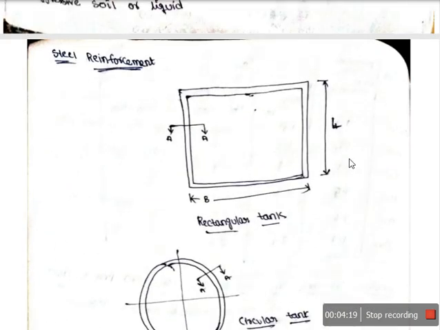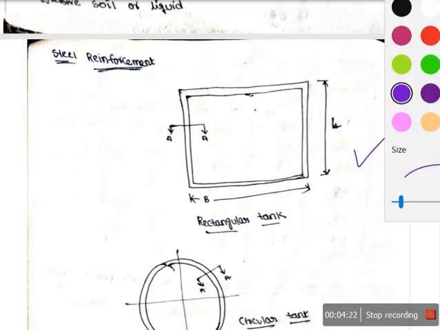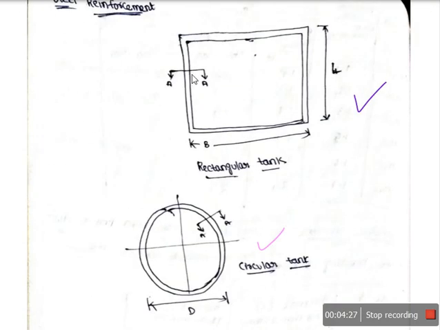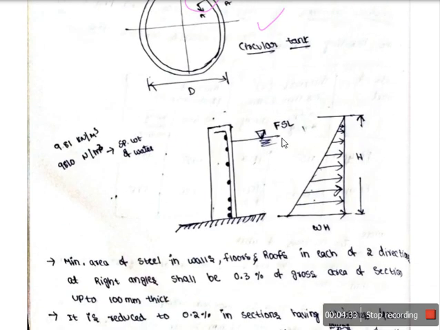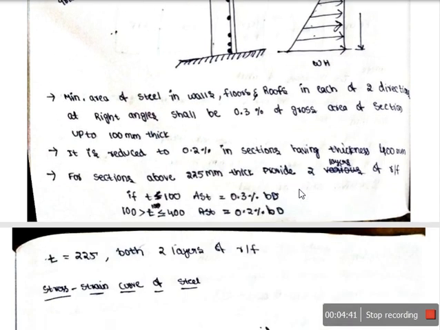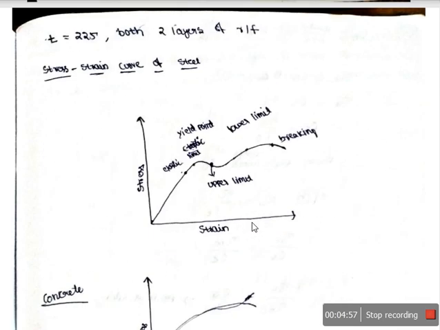In this diagram you can see a rectangular tank and a circular tank, and if you cut this section at AA, the section looks like this. The line stands for full supply level, and this is the pressure diagram which I have clearly discussed about. IS 3370 also provides the minimum amount of steel which you need to provide, based upon the thickness also. So these are the values from this.